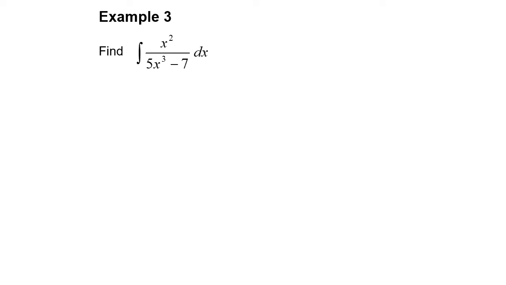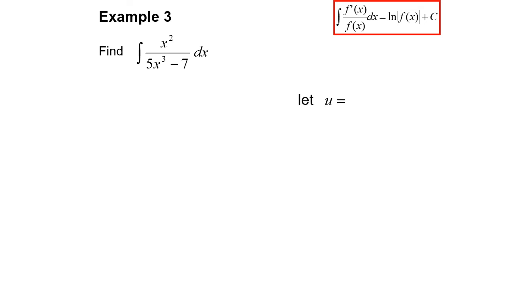Example 3. Okay, we have a fraction but we don't have any power. So which one should we choose as our u? The one at the bottom. If we don't have any log, then we take the denominator. So we let u equal to 5x cubed minus 7. Okay, we can also use the formula, right? So we know we have the special formula. But now I want to try to use the substitution method. So we use u equal to 5x cubed minus 7.